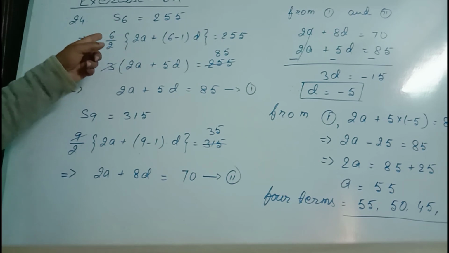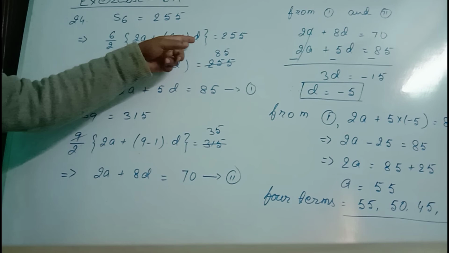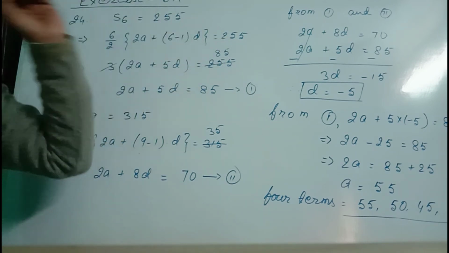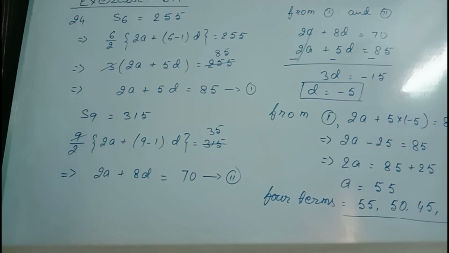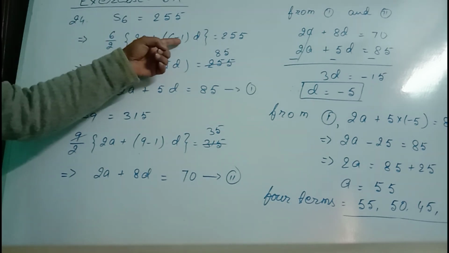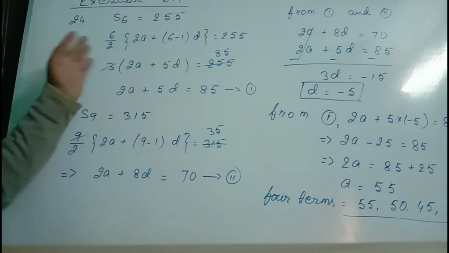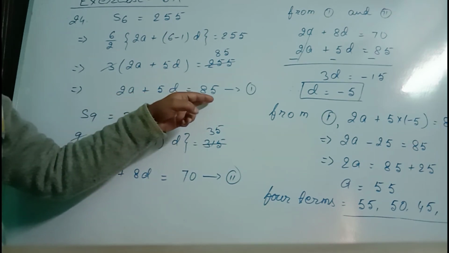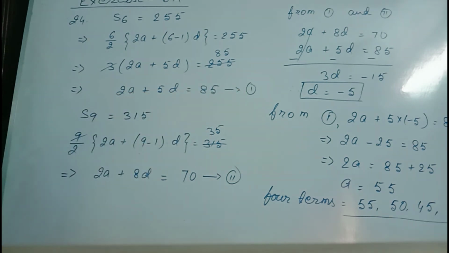For S6 I have written the formula, n by 2 into 2a plus n minus 1 into d. Here n is 6 and the sum is 255. And the first term and common difference we don't know. So I have kept 6 by 2 into 2a plus 6 minus 1 into d equal to 255. I have solved this equation and I got 2a plus 5d equal to 85. That is equation number 1.